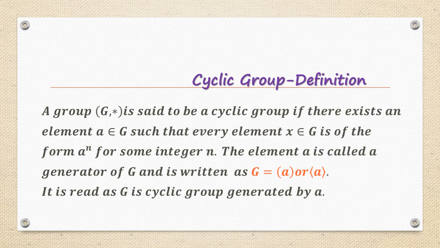Look at this definition. We pick any one element a. If a^n generates all the elements in the group G, we call a the generator of G. It is also read as G is a cyclic group generated by a.